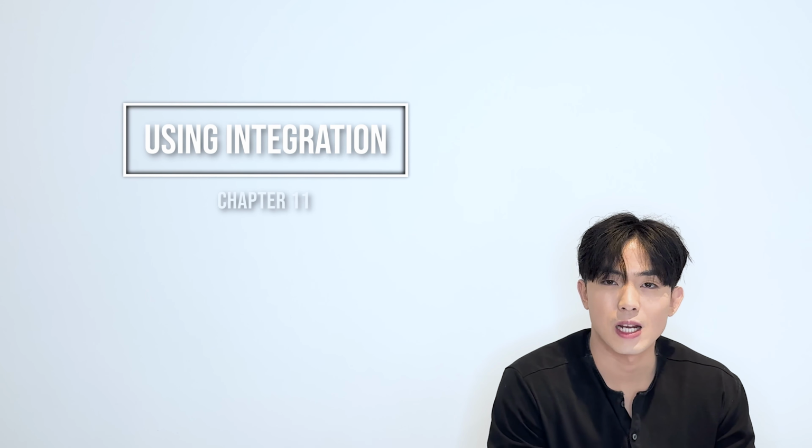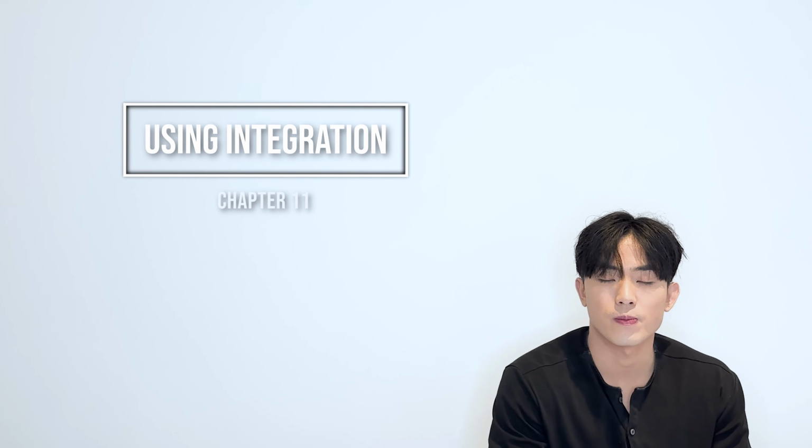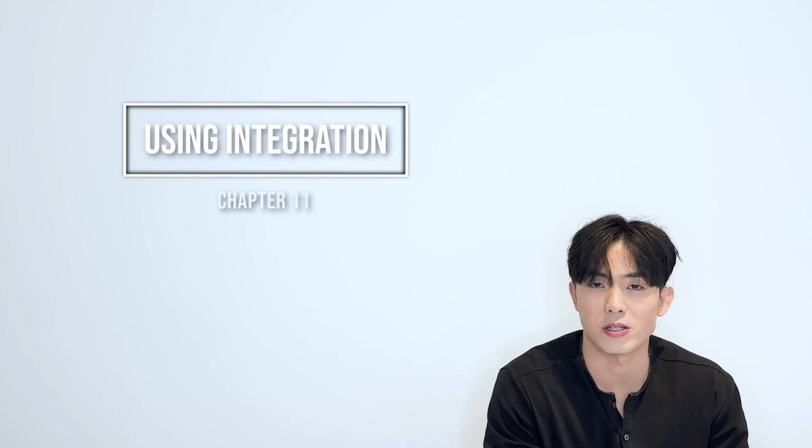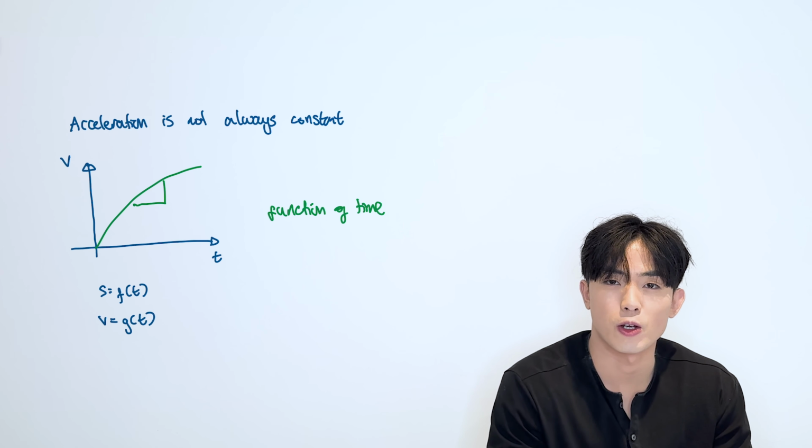So we're now going to be looking at chapter 11, where we're going to be looking at variable accelerations. In chapter 9, we were introduced to the SUVAT equations, right? The 5 equations, which we should be comfortable with by now. But those equations only apply when the acceleration is constant.